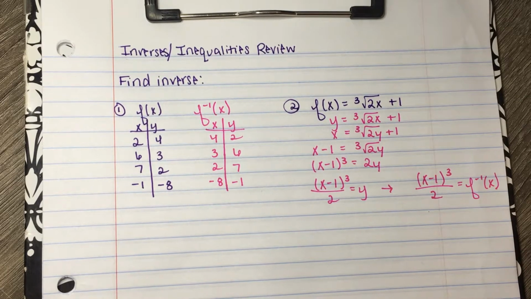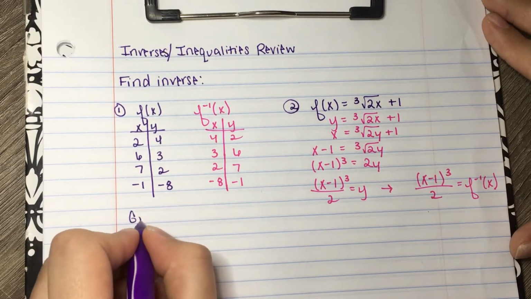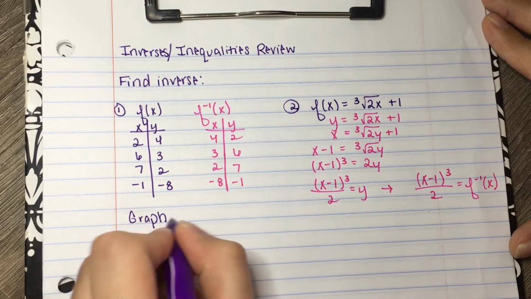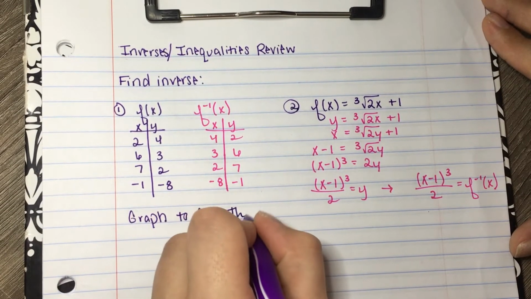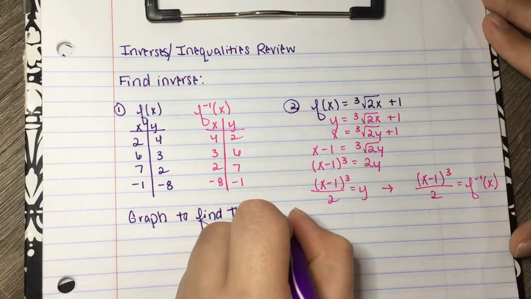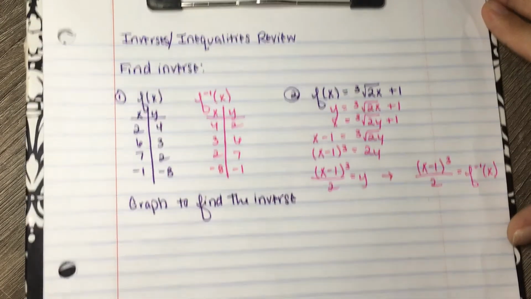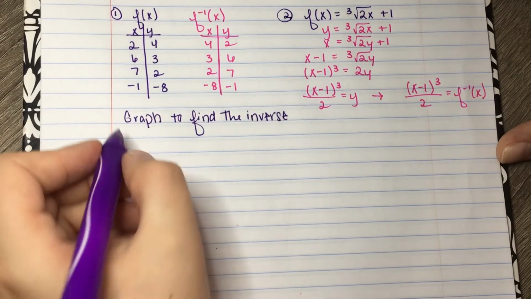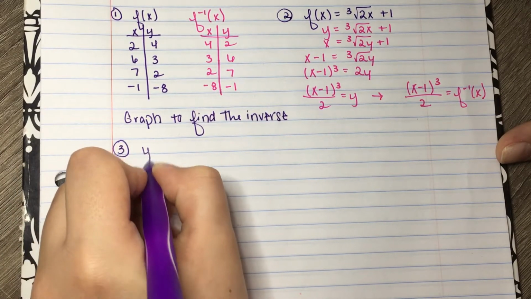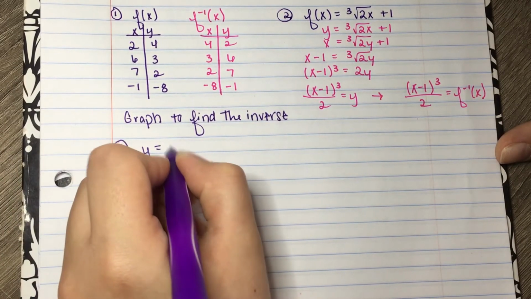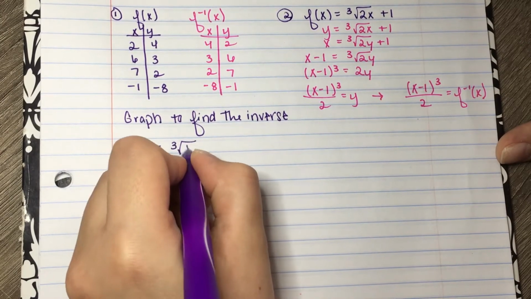All right, after we did numerically and algebraically, the next thing we did was graphically. Now you won't be able to graph the inverse by hand or from scratch, but it's still good practice here, and we're going to graph to find the inverse. Here we are working on number 3, and we're going to use an example very similar to number 2. We're going to work with another cube root.